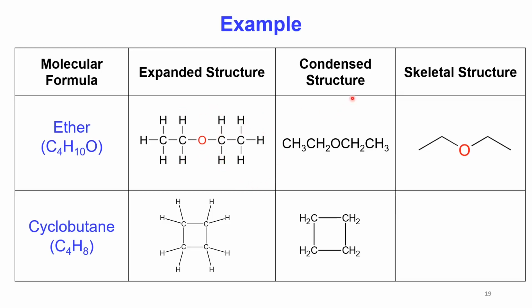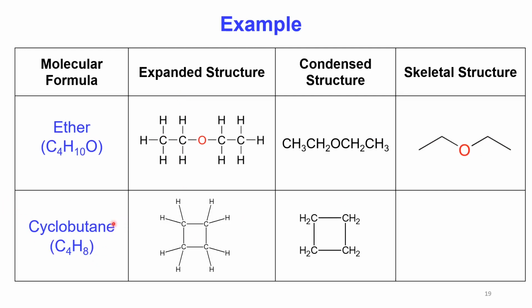In the condensed structure, we just write CH3, with no need to show the bonding between carbon and hydrogen, CH2, O, CH2, and CH3. The next one is skeletal. Just write the line. So this is CH3, CH2, then from the expanded, oxygen, and then CH2, and the last one is CH3.